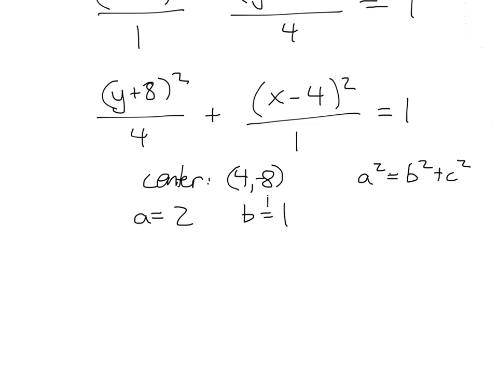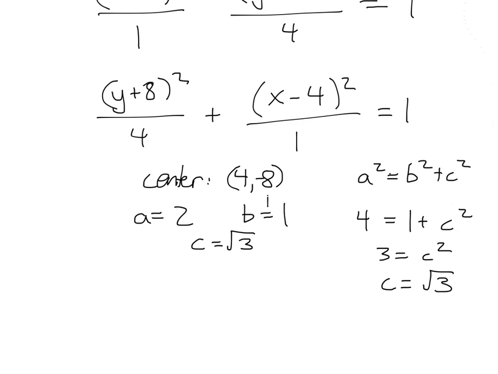So we plug in a squared is 4 equals b squared plus c squared, and we subtract over, 3 equals c squared. C equals the square root of 3. So I'll put that over here.